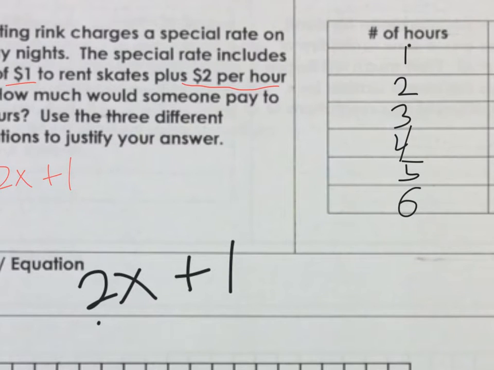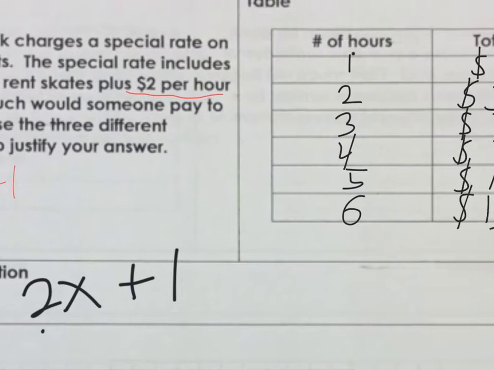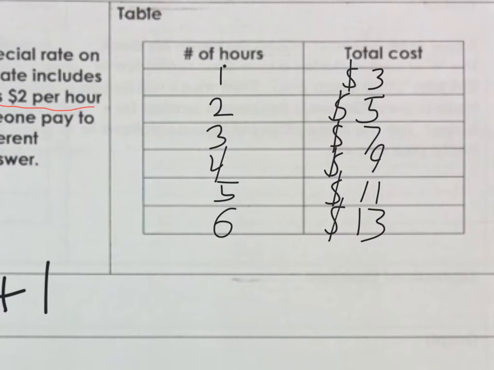So you'd come up with your number of hours, 1, 2, 3, 4, 5, 6, and then you would say 1 times 2 is 2, plus 1 is 3, and your chart would look something along the lines of this. 2 times 2 is 4, plus 1 is 5. 3 times 2 is 6, plus 1 is 7.